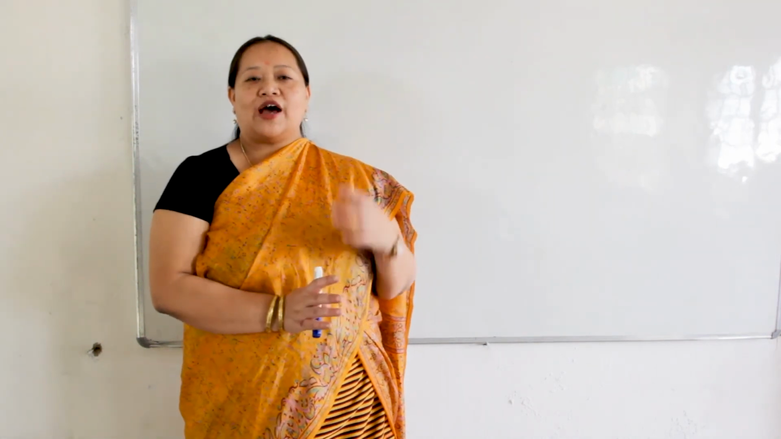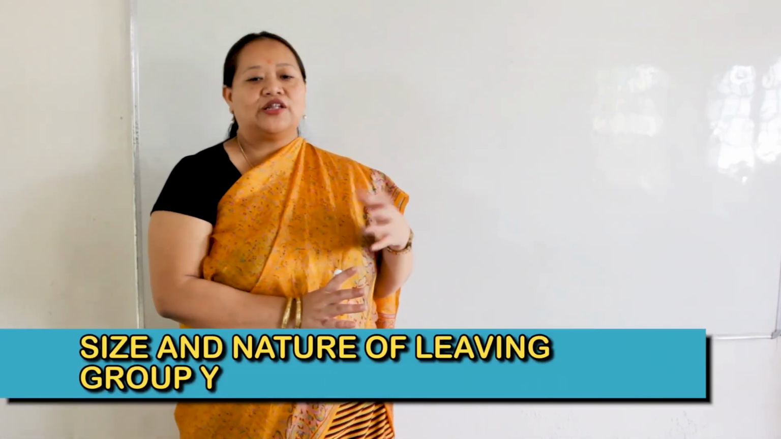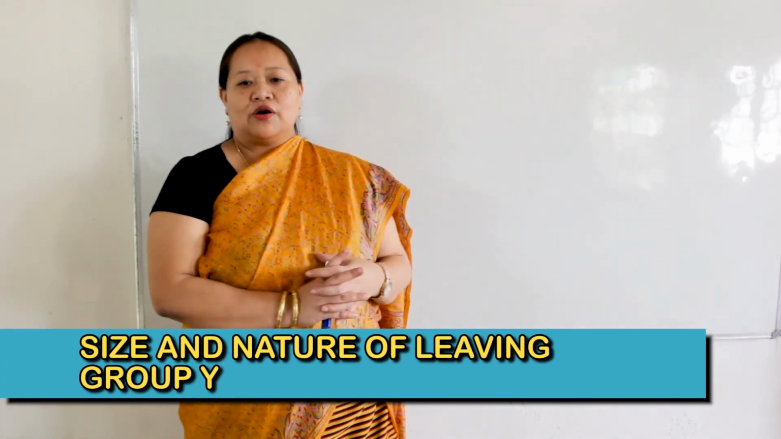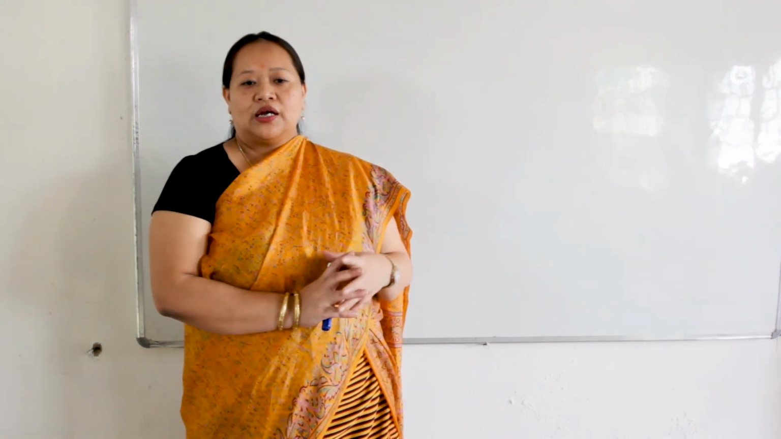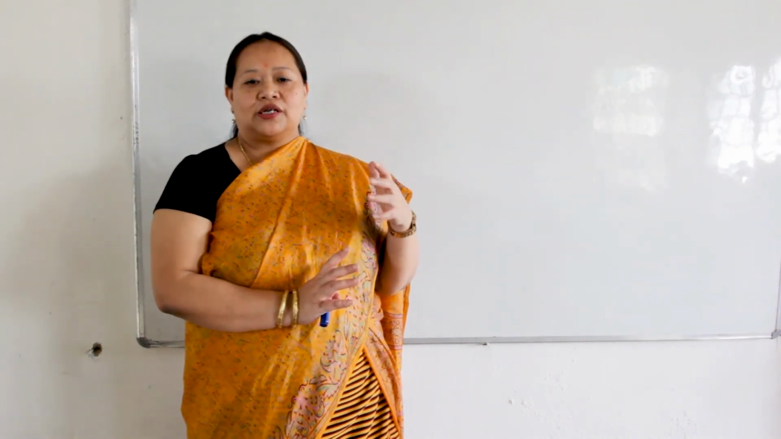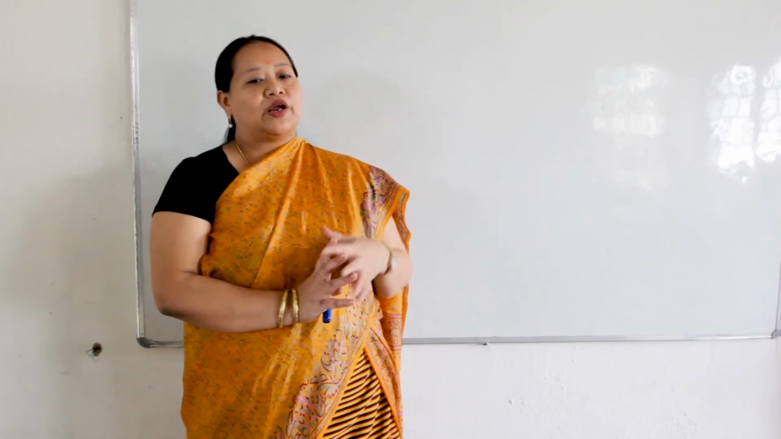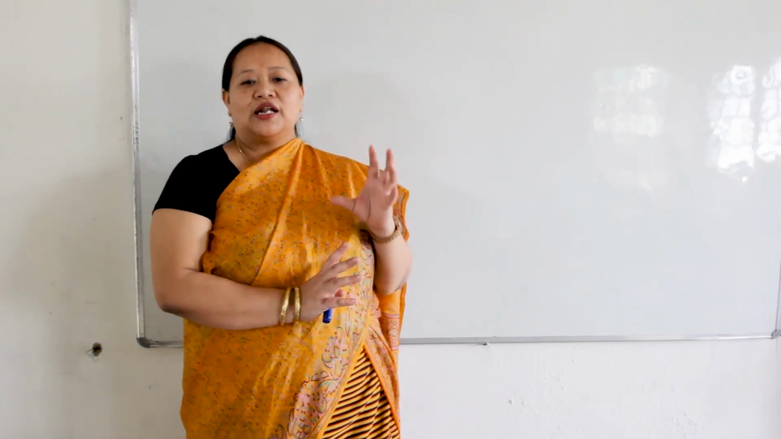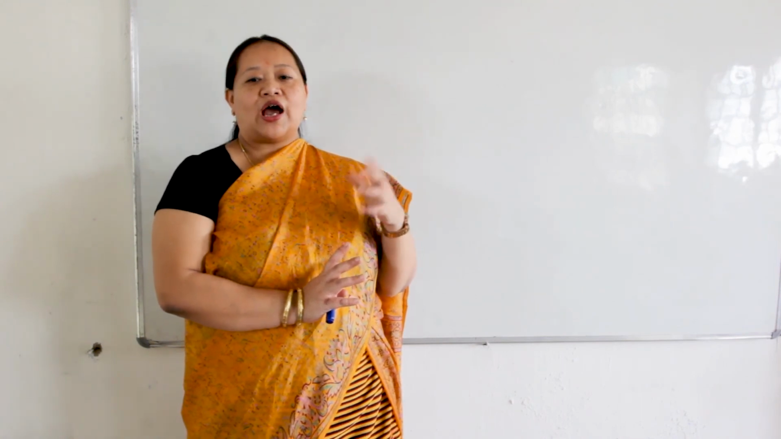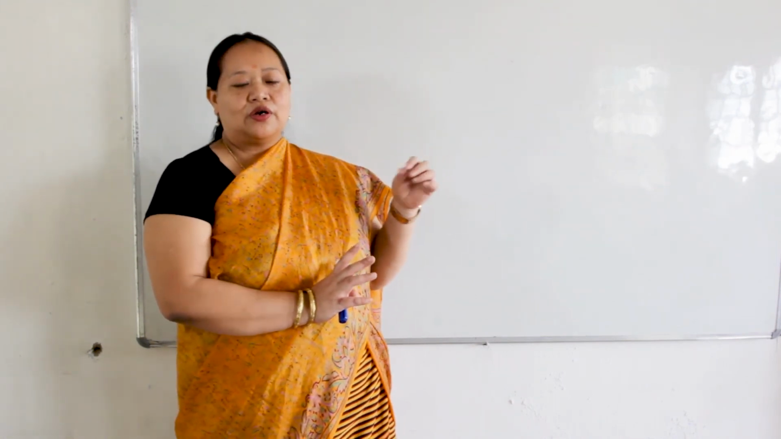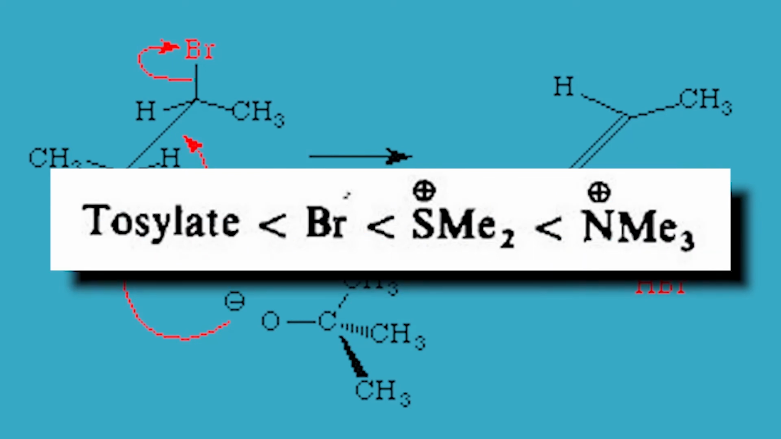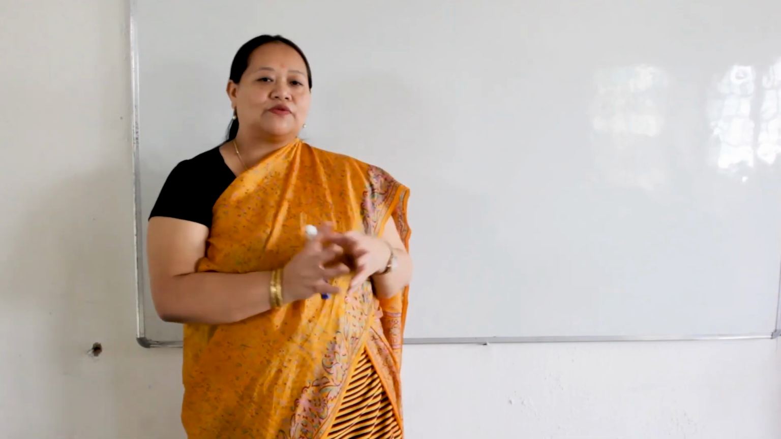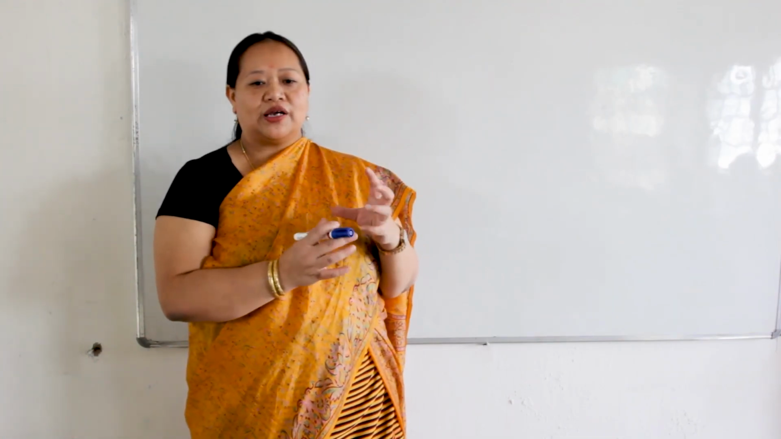Another factor which we have to take into account is the size and nature of the leaving group Y, because this is very important in E2 versus SN2 reaction systems. E2 elimination reactions involve the breaking of the C-Y bond. Thus, elimination reactions will be promoted if we have the following leaving groups in the order: tosylate, less than bromide, less than dimethyl sulfur groups, less than trimethyl ammonium groups. So if the leaving group is much larger or bulkier, then eliminated products are favored.